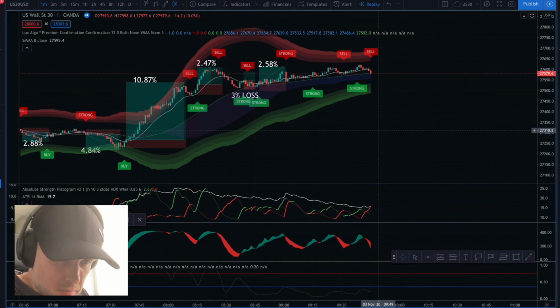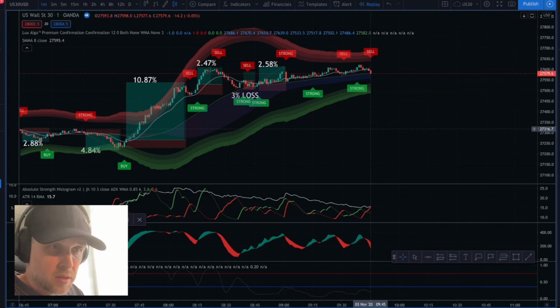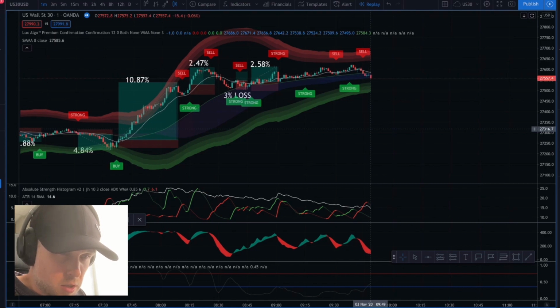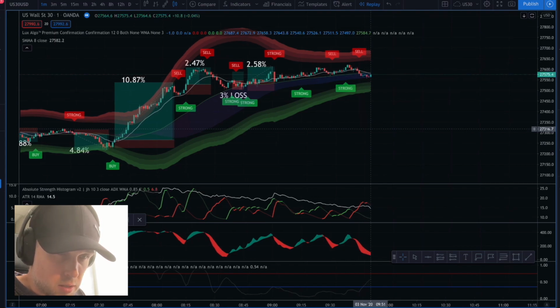There it crosses. Closes below the green line, but we are not entering because our volatility is low. So we do have a sell signal from Lux, but that's not strong. If it was strong, I would go for it, but not a sell. And we continue on looking for the next opportunity.